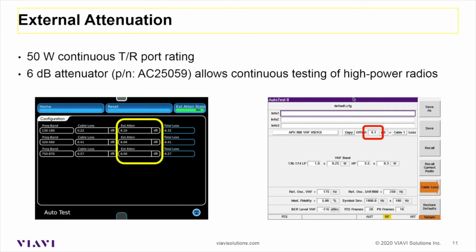The neat thing about both of these models is that we give you the ability to put in that external attenuation separate from the cable. So you don't have to go through and characterize the cable with the attenuator. We can do the cable loss, and then we can characterize the attenuator as well. Keep those two values separate, just put the attenuator in when you need to.